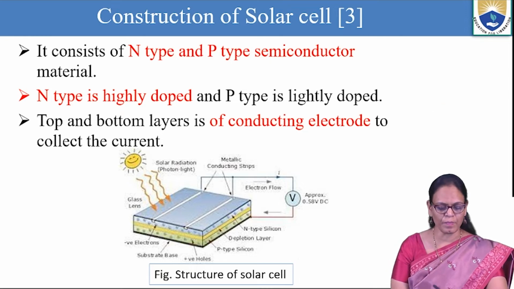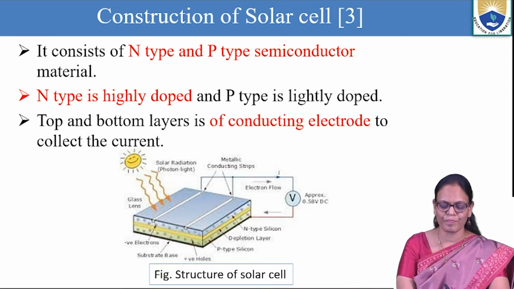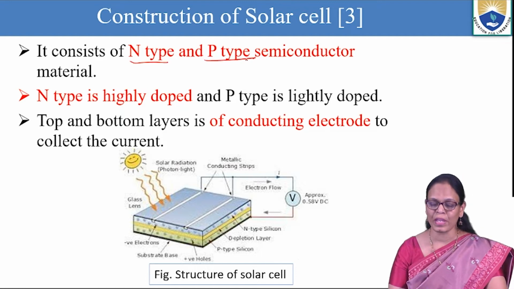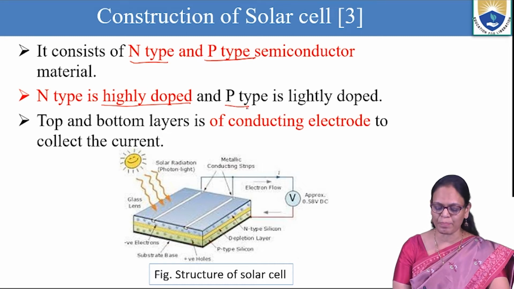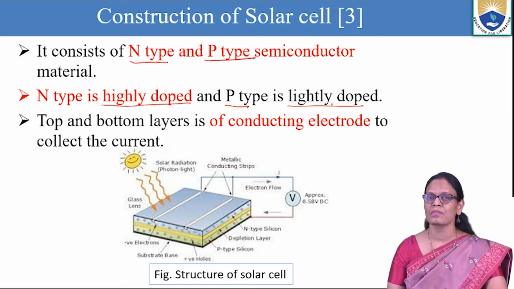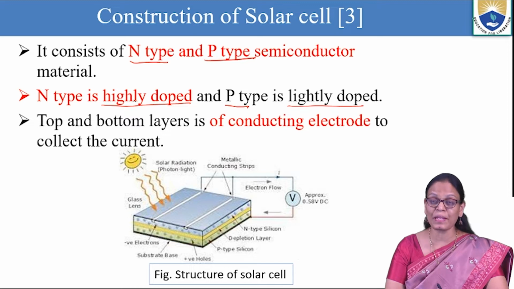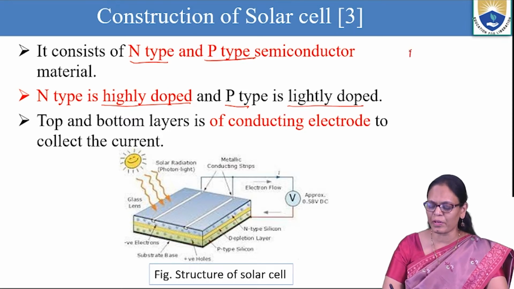Now let us see how they are made. It consists of N-type and P-type material, and N-type is highly doped and P-type is lightly doped. So when we say N-type is highly doped, what is the meaning here? Whenever we are talking about N-type material or N-type semiconductor, we are adding a pentavalent impurity.